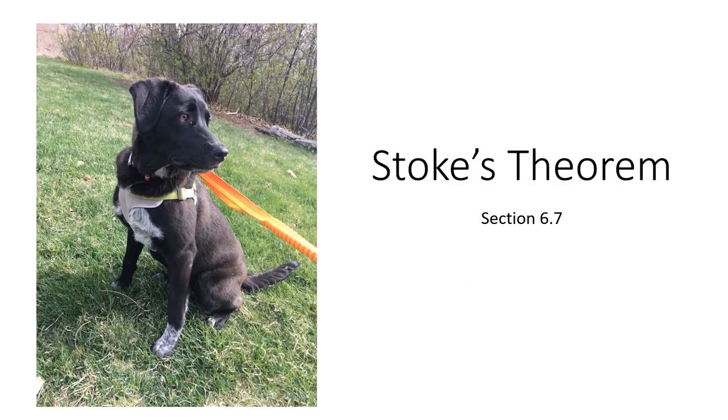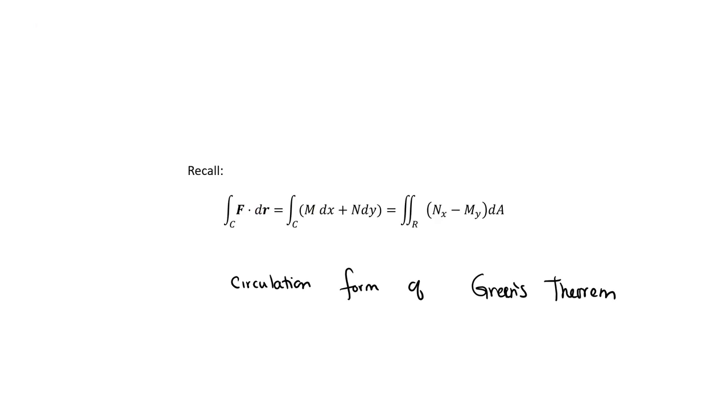All right, we have 2 sections left this semester. In section 6.7, we are going to be talking about Stokes Theorem. And Stokes Theorem is really just a higher dimensional version of part of Green's theorem.